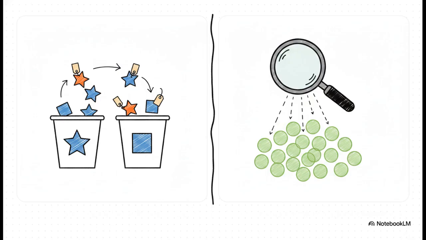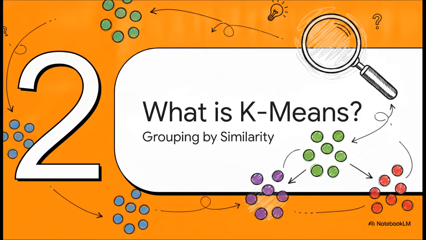Exactly. But then on the flip side, we have unsupervised learning. And this is the world k-means lives in. Here, your data has absolutely zero labels. None. The machine's entire job is to uncover the hidden patterns and create those groupings entirely on its own. Which brings us nicely to section 2.